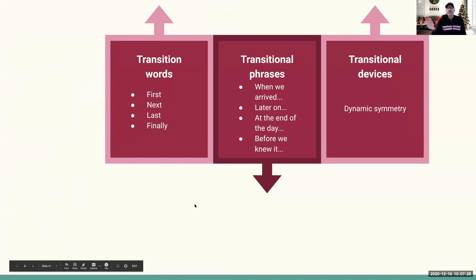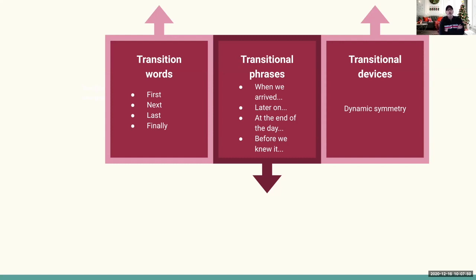So here's what we do know about transitional words and phrases. We know that there's transition words. If we're moving sequentially or chronologically through a piece of writing, words like first, next, last, finally, those are all transition words that we're well acquainted with.